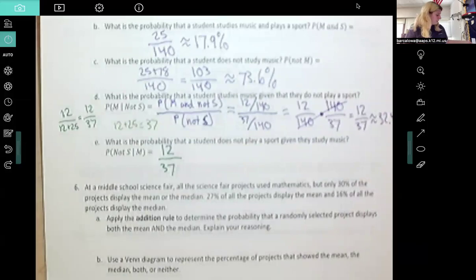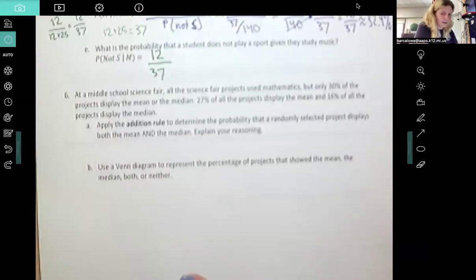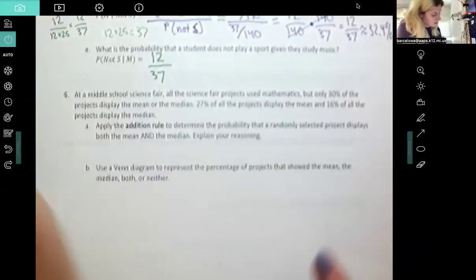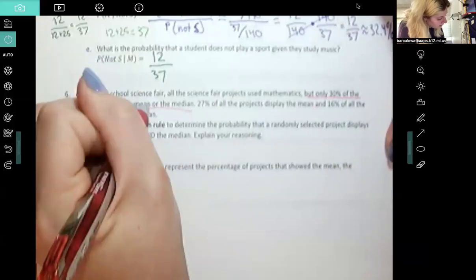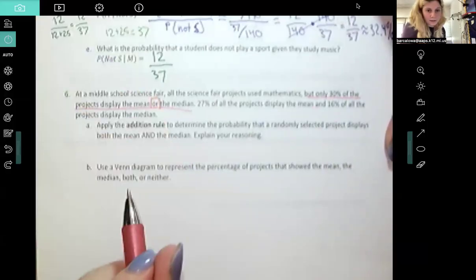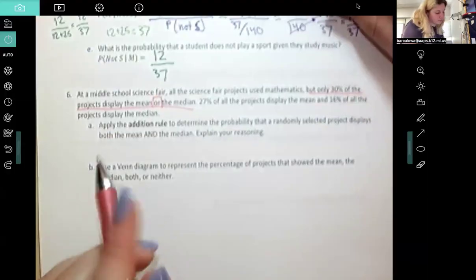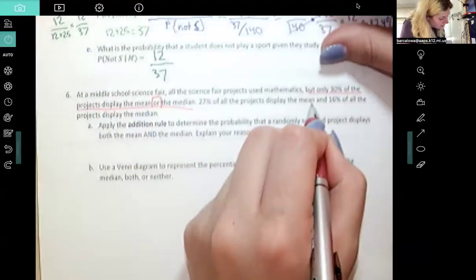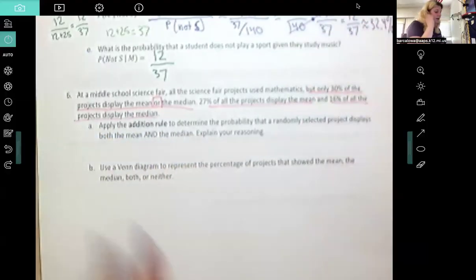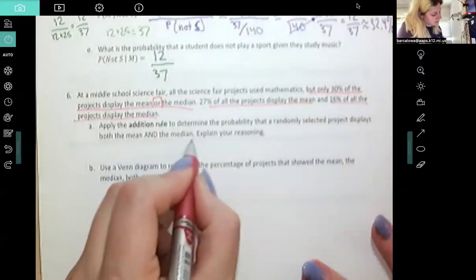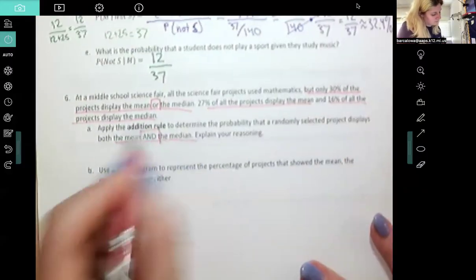All right. At a middle school science fair, all of the science projects used mathematics, but only 30% display the mean or the median. I show my students to put a box around "and" or "or." 27% display the mean, 16% display the median. Apply the addition rule to determine the probability that a randomly selected project displays the mean and the median.